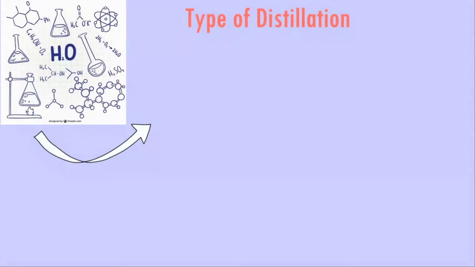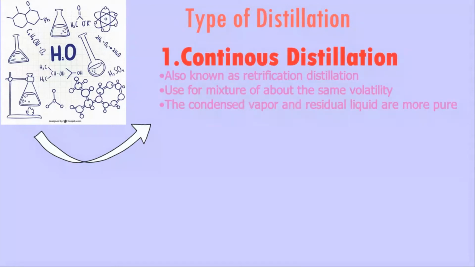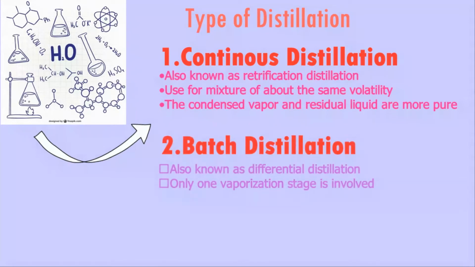There are two types of distillation. First, continuous distillation, also known as rectification distillation, used for mixtures of about the same volatility. The condensed vapor and the residual liquid are more pure. Second, batch distillation, also known as differential distillation. Only one vaporization stage is involved.